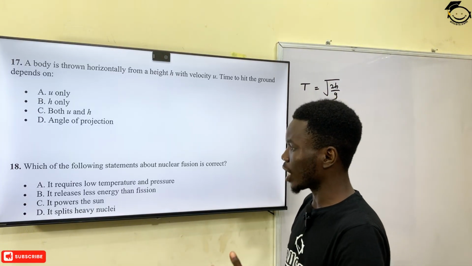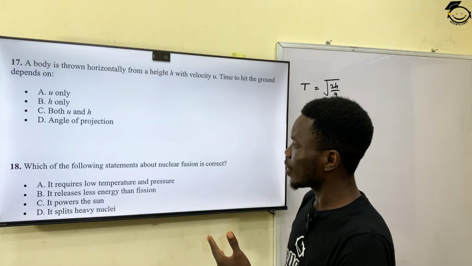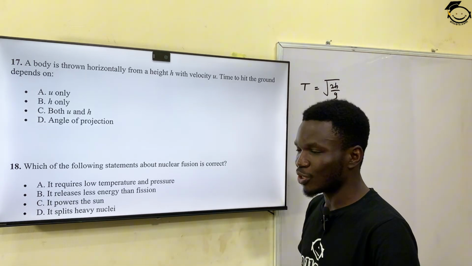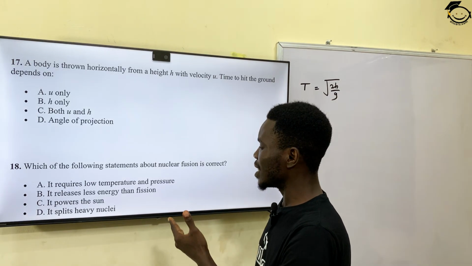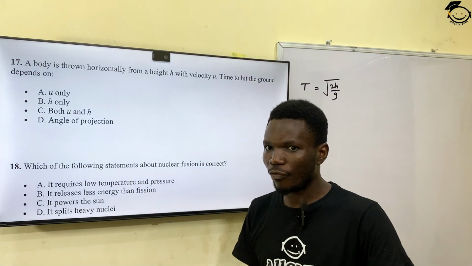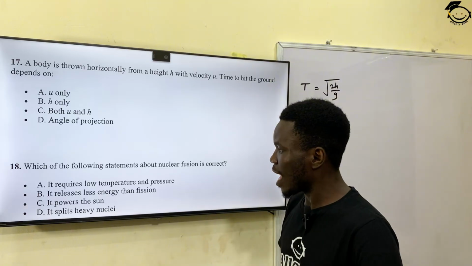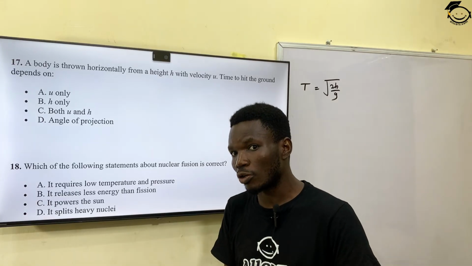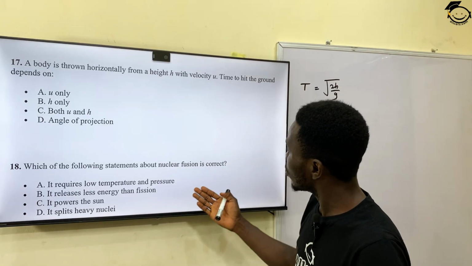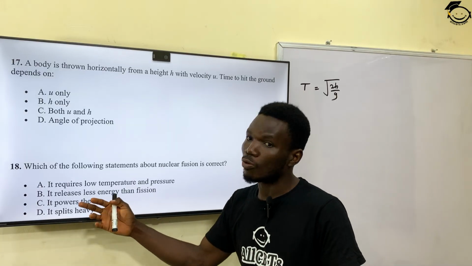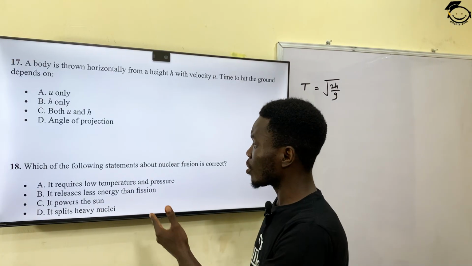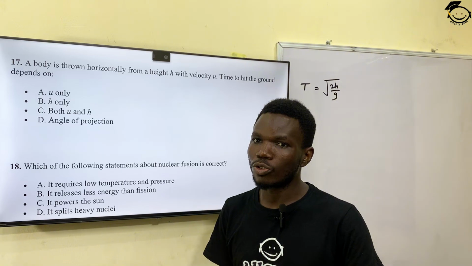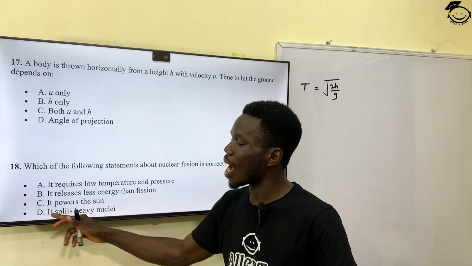All of these are wrong except option C, because first, option A that says it requires low temperature and pressure is wrong. Nuclear fusion does not require low temperature and pressure, and it also does not release less energy than nuclear fission. And it does not split heavy nuclei. Fusion is talking about combining smaller nuclei to form a larger nucleus. And it powers the sun. It is the main source of what? The sunlight. So what you get from sunlight is what? Nuclear fusion. So it powers the sun.